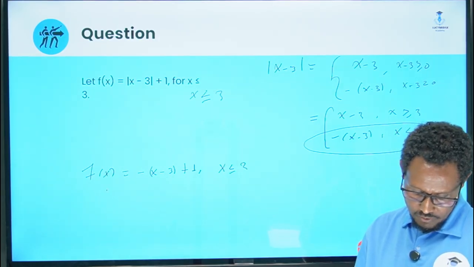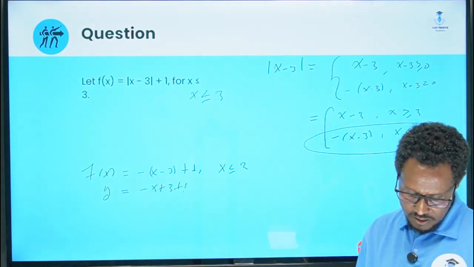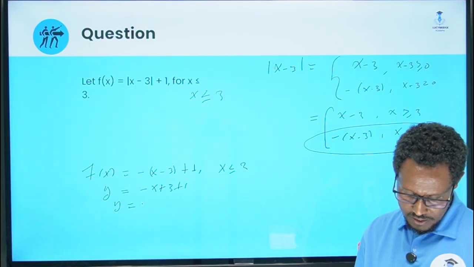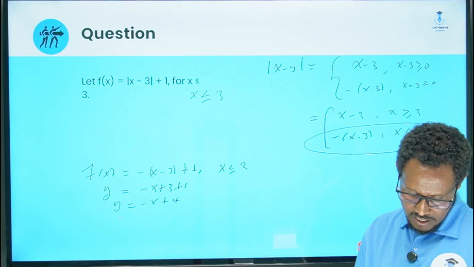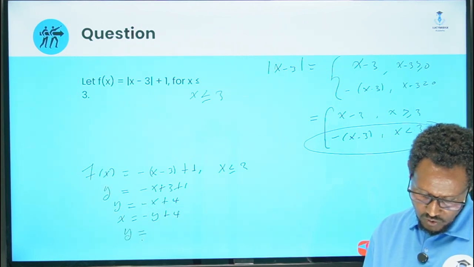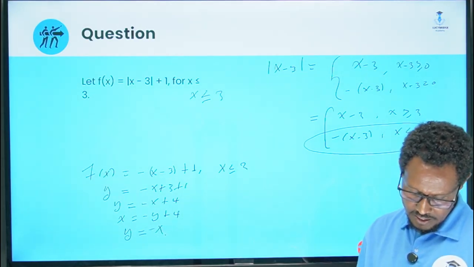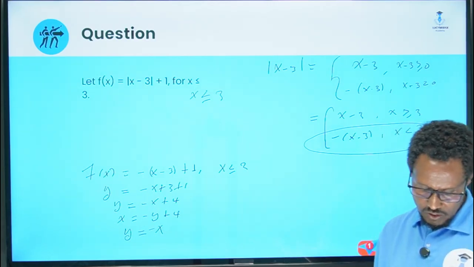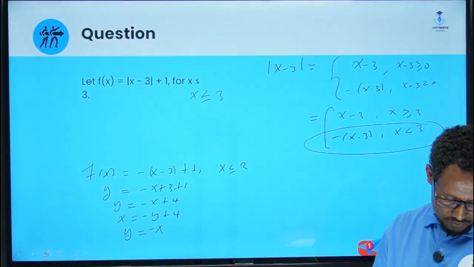Now y is equal to minus x plus 3 plus 1, or y is equal to minus x plus 4. Interchanging, x is equal to minus y plus 4. Now solving for y, y is equal to minus x plus 4.